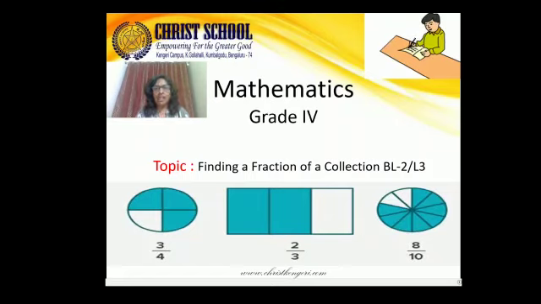Let's look at another shape. Here you can see a rectangle and the fraction is 2 by 3. The shape is divided into 3 equal parts and 2 parts are shaded. And the fraction for unshaded part is 1 by 3. Can you see the last shape? It is divided into 10 equal parts and 8 parts are shaded. What will be the fraction for the unshaded part? 2 by 10.